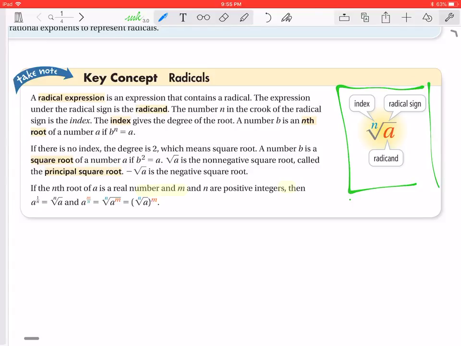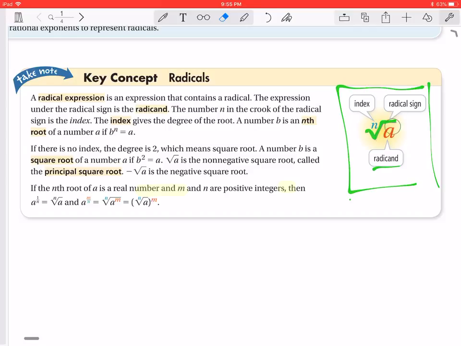I have this little symbol here. It looks like a little check mark with a combination of a division symbol. That is called the radical sign. And then underneath that radical sign, we have a value. It could be any value. It could be a variable. It could be a number. It could be anything. And we call that value underneath the radical sign the radicand.